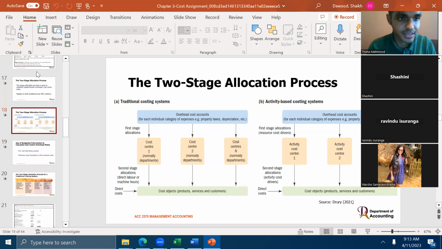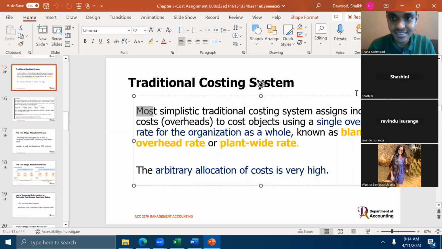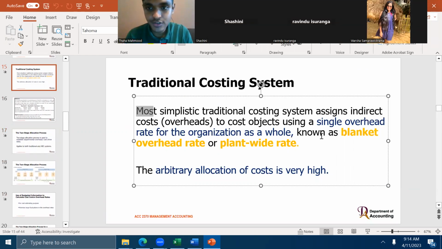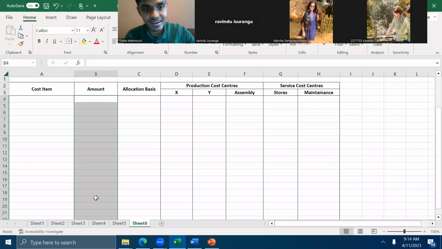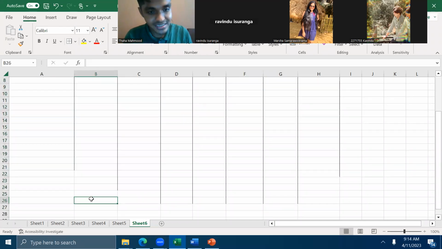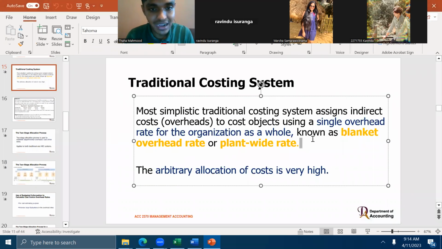Here they are talking firstly about a blanket, most simplistic traditional costing system, which assigns indirect cost to cost objects using a single overhead absorption rate for the organization as a whole. That would be: we take the total we estimated for next year, the budgeted total cost, take the budgeted activity level, divide to get the OAR, and use the OAR throughout the entire business. You call it a blanket overhead rate or plant wide rate.